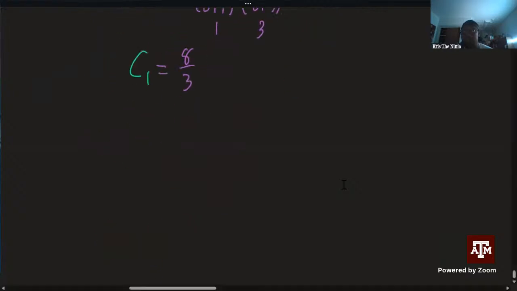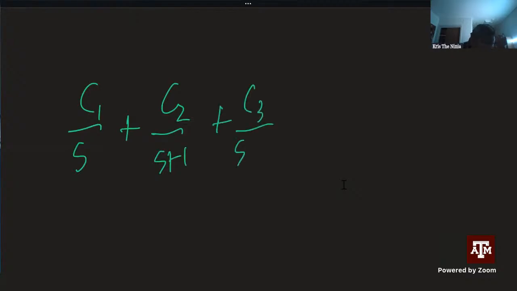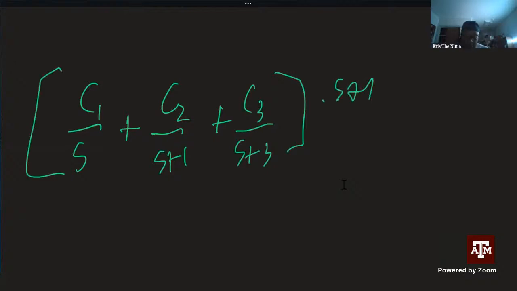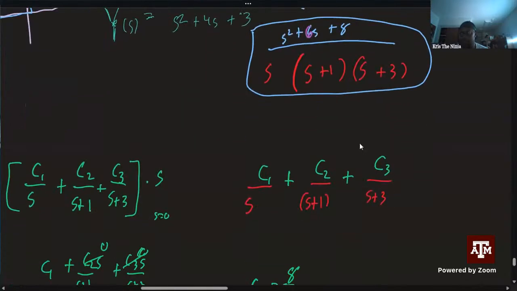So now let's just scroll down. We'll do C2. So if we're trying to find C2, we would have C1 over S plus C2 over S plus 1 plus C3 over S plus 3. We box that all in, and we're multiplying by S plus 1. And we're multiplying S plus 1 by the original function as well, the one that's boxed in blue. So this function up here is now being multiplied by the S plus 1 down here.